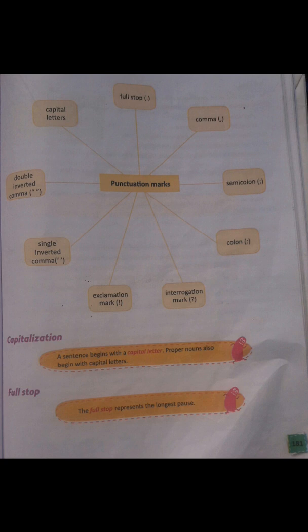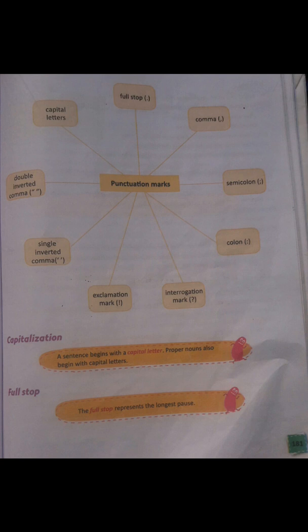First is the capitalization. A sentence begins with a capital letter. Proper nouns also begin with capital letters. For example, punctuation marks help us read and understand a written passage clearly. So in punctuation marks, P is the capital letter. A sentence begins with a capital letter. Proper nouns also begin with capital letters, like Mona is a good person. Mona is the name of a person, so it is a proper noun.